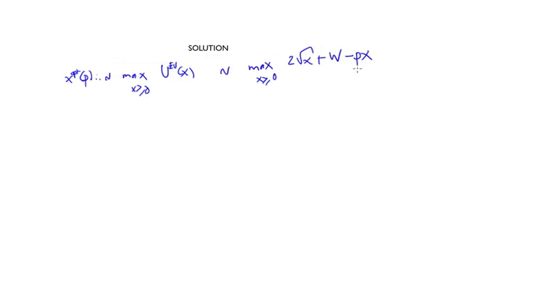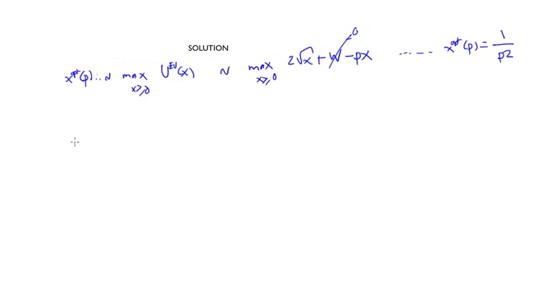Now, this is a problem that we have encountered many times and you know how to solve, so I'm just going to skip the details, and we get x optimal as a function of p is equal to 1 divided by p squared.